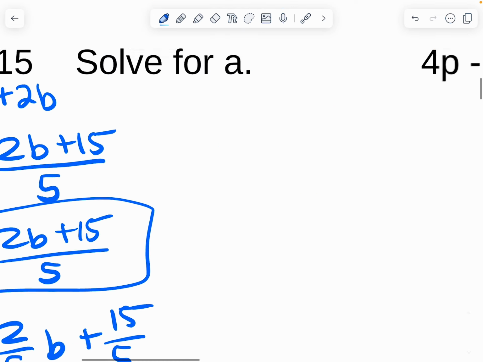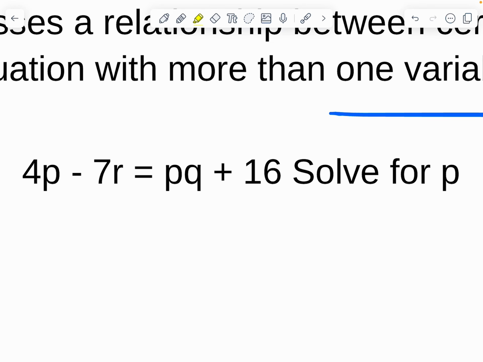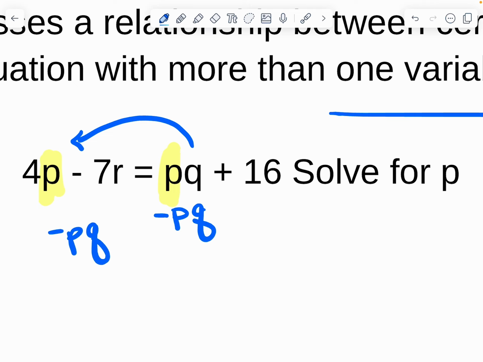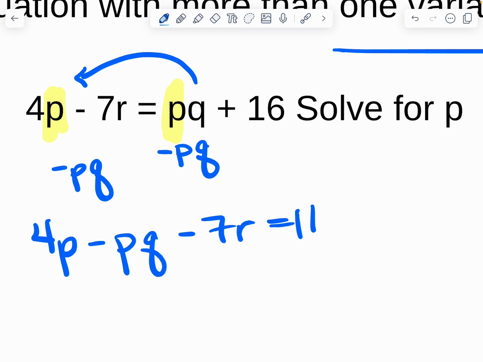Okay, so now let's look at the next one. This one says to solve for p. Uh-oh, I have a p here and a p here. So how on earth do I do this? Well, I need the p's to be on the same side of the equal sign. So I'm going to move this to the other side. So I'm going to subtract pq, subtract pq. So 4p minus pq minus 7r equals 16.